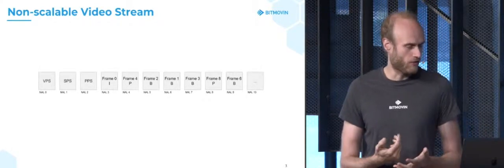Into units, basically. For HEVC, these are called NAL units. In other standards, they are called, for example in AV1, OBUs, Open Bitstream Units, but it's basically everything is packed into units, into small packets.